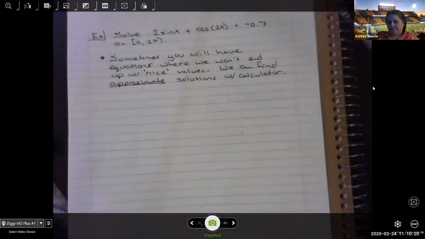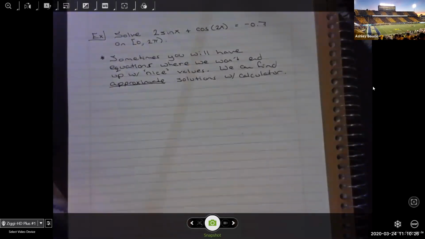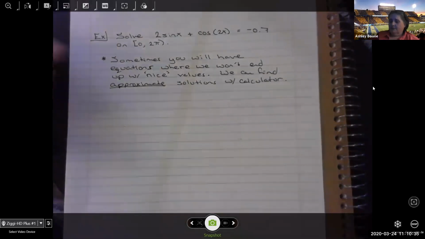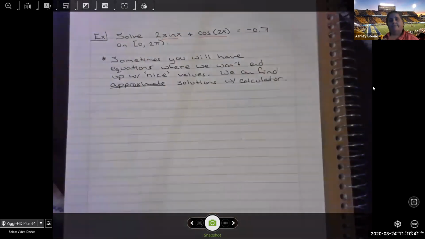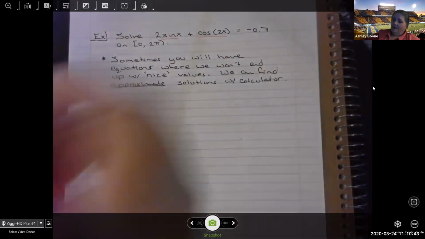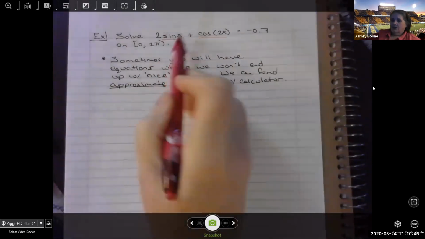Look at this guy. This one's going to be a lot stranger than the ones we've looked at so far. Solve: 2 times the sine of x plus cosine of 2x equals negative 0.7. There are a few heads up on this one. We have both sine and cosine. Not only that, the angles are different. We have an x, we have a 2x.